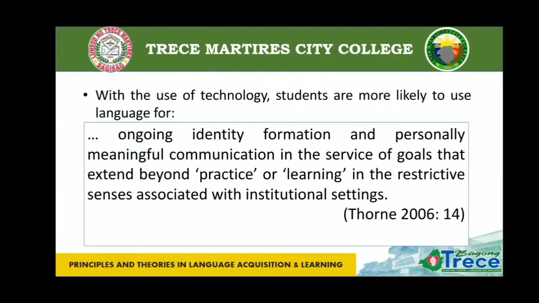Then, according to Thorne, 2006, with the use of technology, students are more likely to use language for ongoing identity formation and personally meaningful communication in the service of goals that extend beyond practice or learning in the restrictive senses associated with institutional settings. So because of technology, we can now have access to other people in different countries, and because of the communication, it can help in practicing and learning the target language.